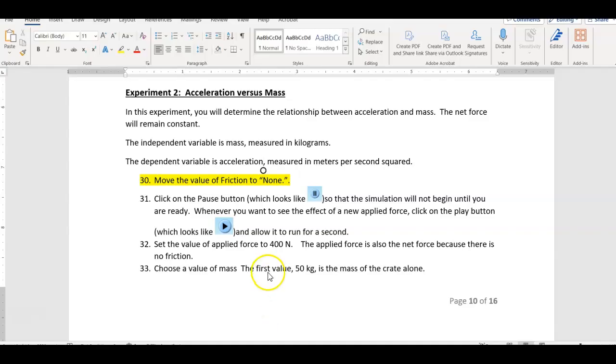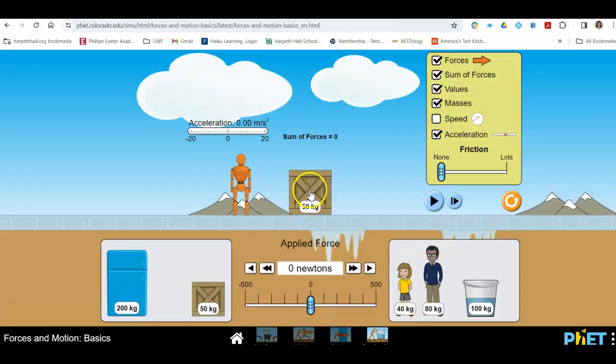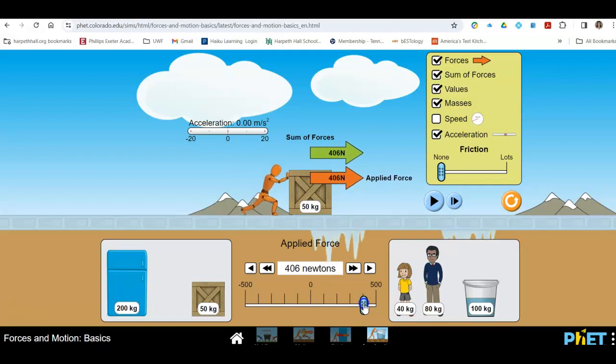And the instructions tell me to set the value of the applied force to 400 newtons and that the first value of mass is 50 kilograms, which is the mass of the crate alone. Okay, so I'm going to do that. I'm going to leave just the crate. You might have to fine-tune it a little bit. I set my force to 400 newtons, and I'm going to click the run button just for a couple of seconds and then pause it again.